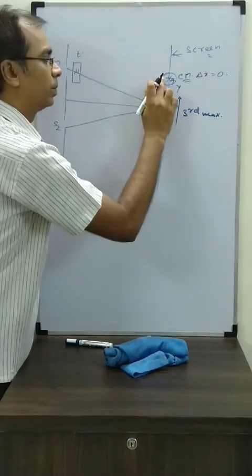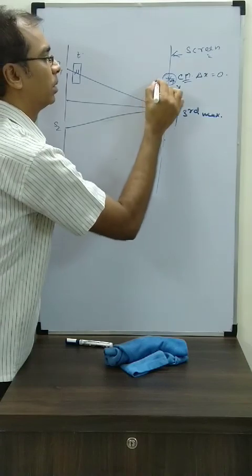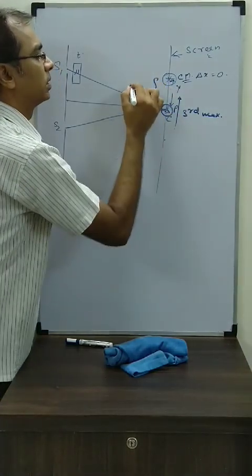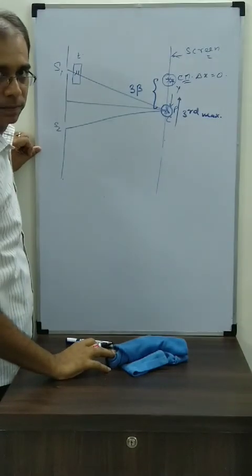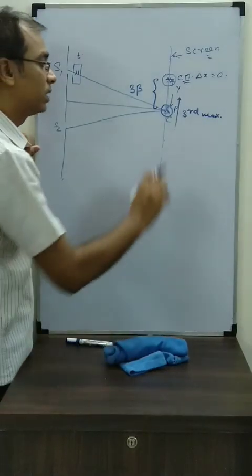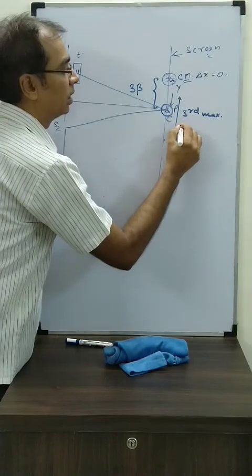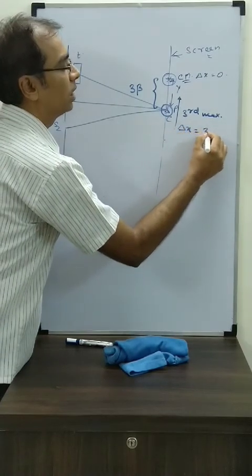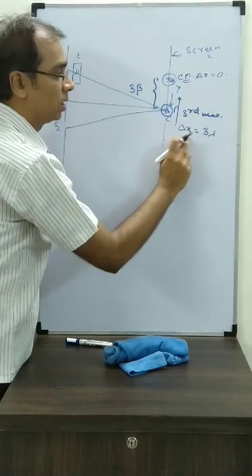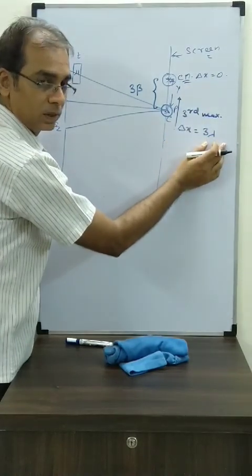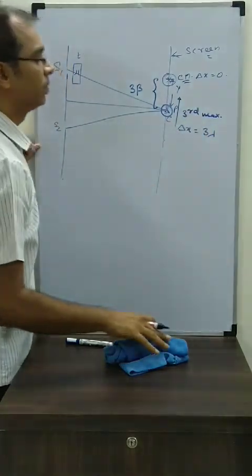Okay, so between the central maximum and the third maximum, what is the gap? Shall I say that 3 beta? That means 3 fringes. And if it is 3 fringes over here, then here delta x will be equal to what? 3 lambda, because delta x is 0 here at the central maximum. So here delta x is 3 lambda. Correct or not? Exactly the same thing we are going to apply.